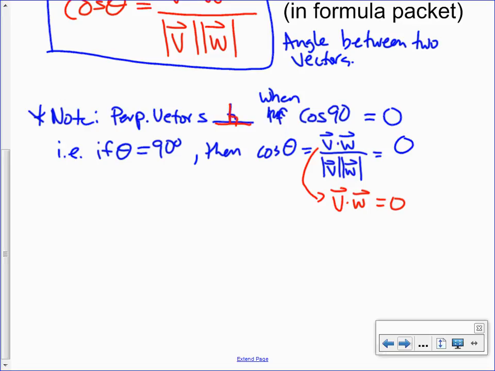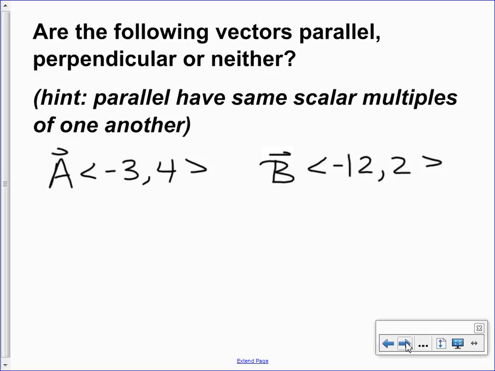Okay, so let's do a couple of tests. Are the vectors perpendicular, parallel, or neither? Ooh, we didn't even talk about parallel. Yeah, we did. Remember, did vectors have to be the same size as parallel? So here's how you check to see if they're parallel. Ready? All right, here we go. Parallel, perpendicular, or neither. Okay?